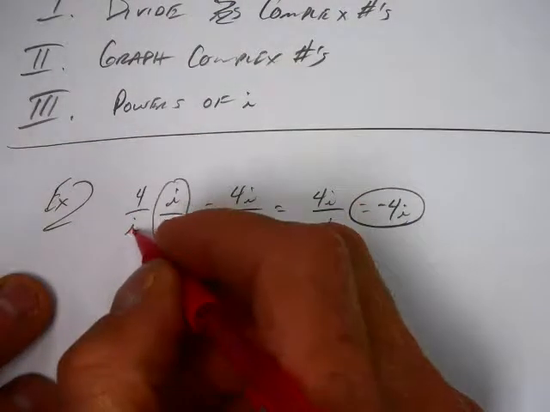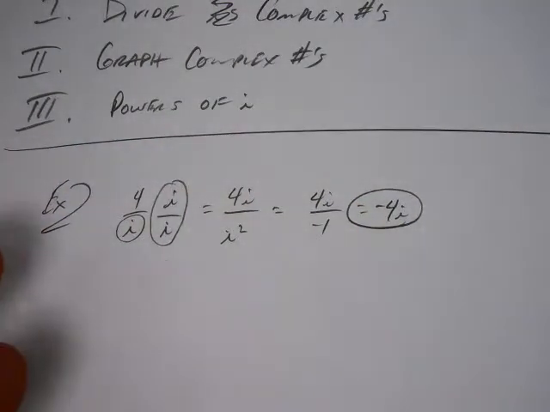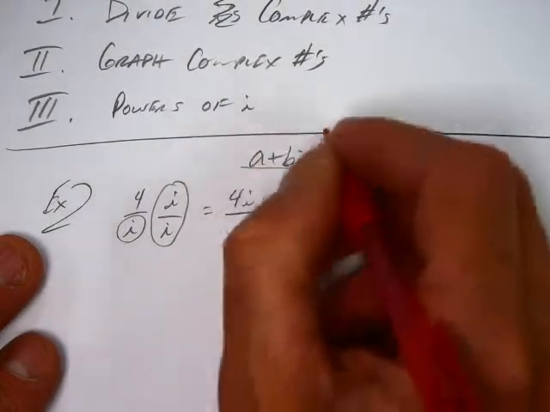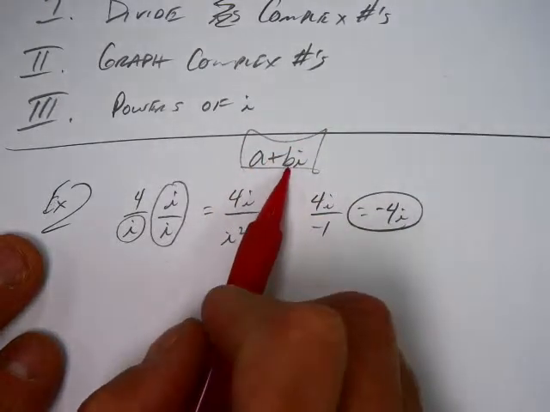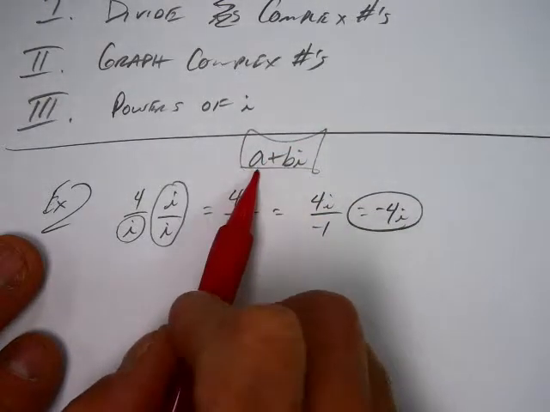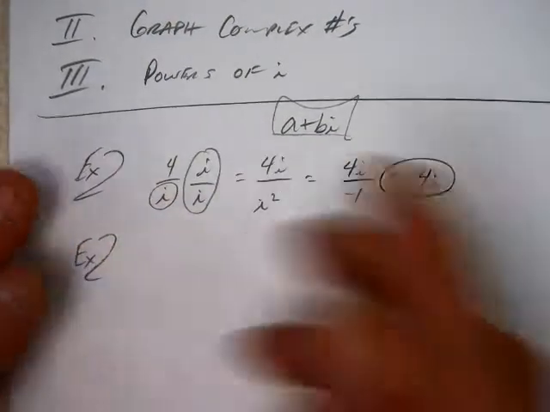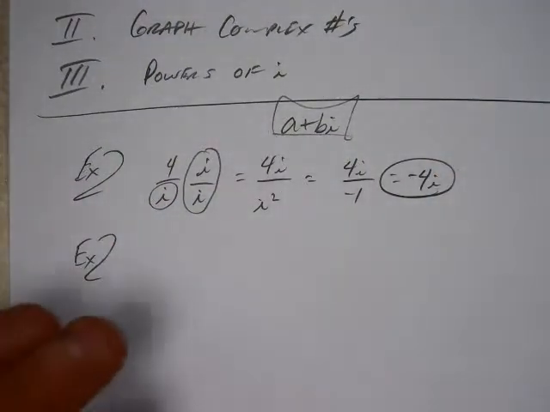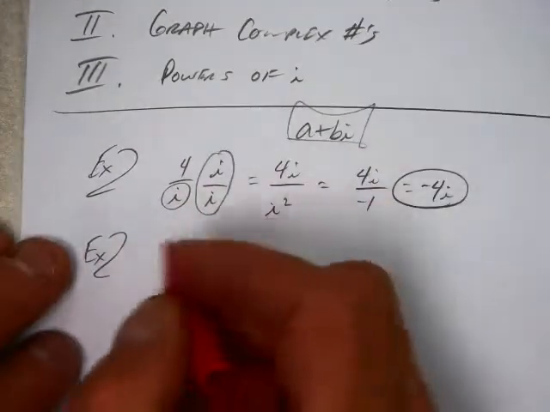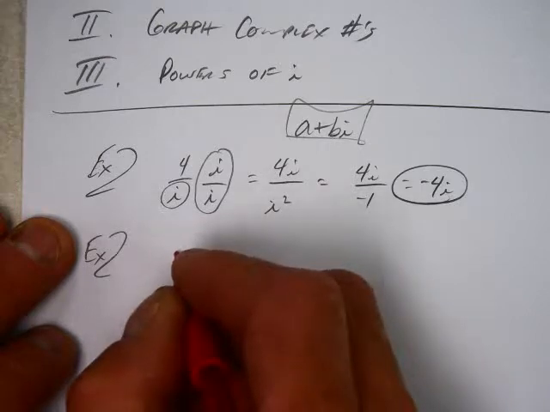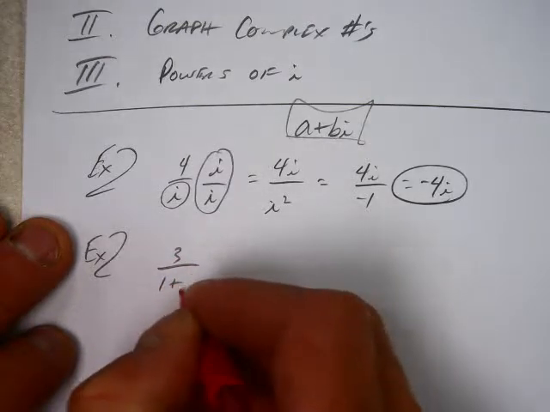So this is how you deal with things if what's on the bottom is called a pure imaginary number. Now, first of all, remember that a plus bi is a complex number. That one was just a pure imaginary. There was no real part to it on the bottom. So let's take a look at what we would do if there was a non-pure imaginary on the bottom. So say I had 3 over 1 plus i.